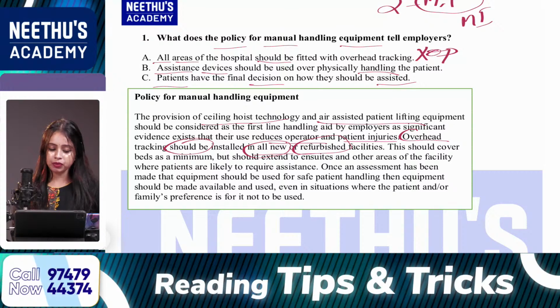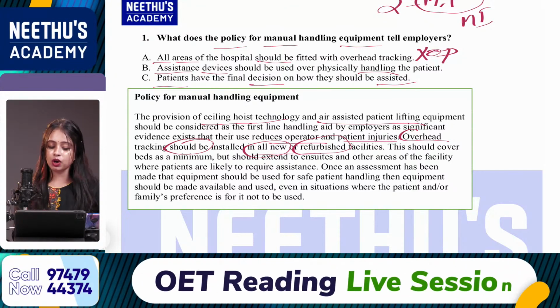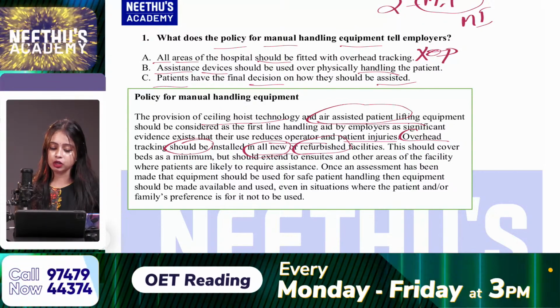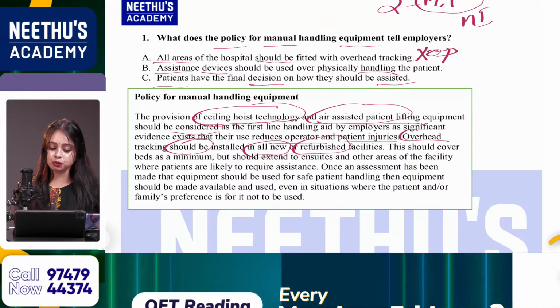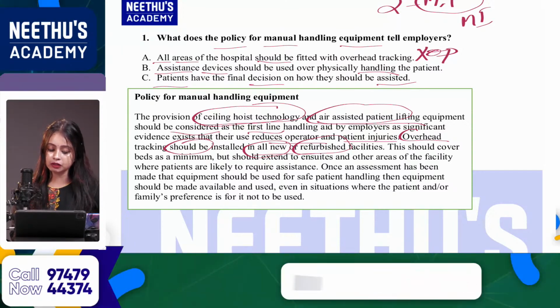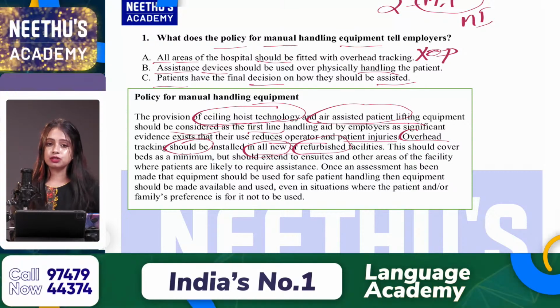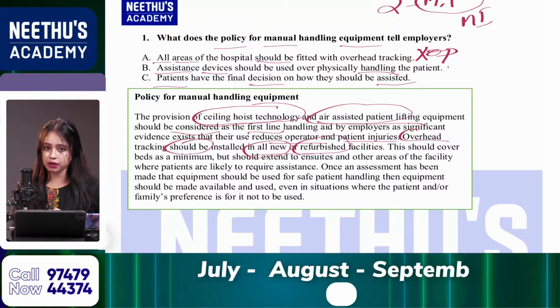Where is it mentioned? See the first three lines. So what are the assistance devices mentioned? As I already informed, ceiling hoist technology and air assisted patient lifting equipment. These two are the assistance devices that should be considered, that is, should be used over first line handling aid by employers as significant evidence. Why? To reduce this injury. That is exactly option B.